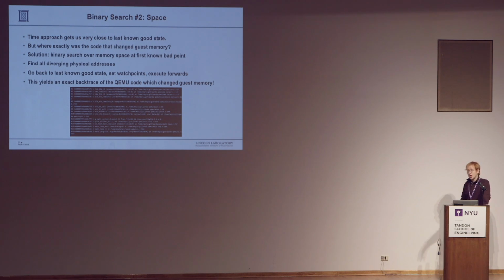Once we find those, we can then use Mozilla RR to set a watchpoint on the guest memory location that changed. And then we can use RR to execute backwards and find the most recent change that occurred to that memory location. Once you do that, that will give you exactly a backtrace of the code that caused the first state divergence. And that's pretty cool, because it means that this entire process that I've described is entirely automatable.